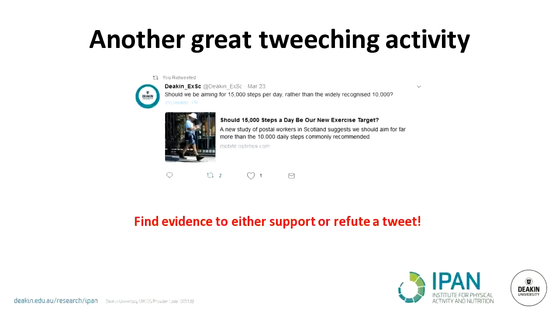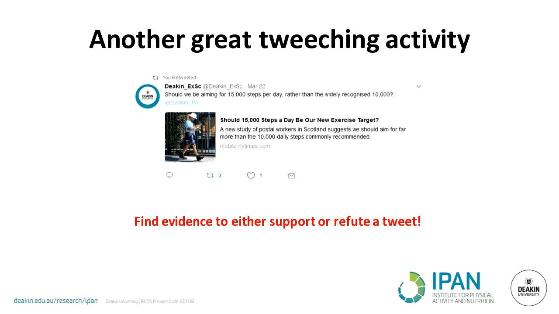Another great Tweeching activity that I think it'd be neat for anyone that's teaching in higher ed to try is to show students a tweet and get them to go and find the evidence behind that tweet to either support or refute it. So this is one example. Should we be aiming for 15,000 steps per day rather than the widely recognised 10,000?